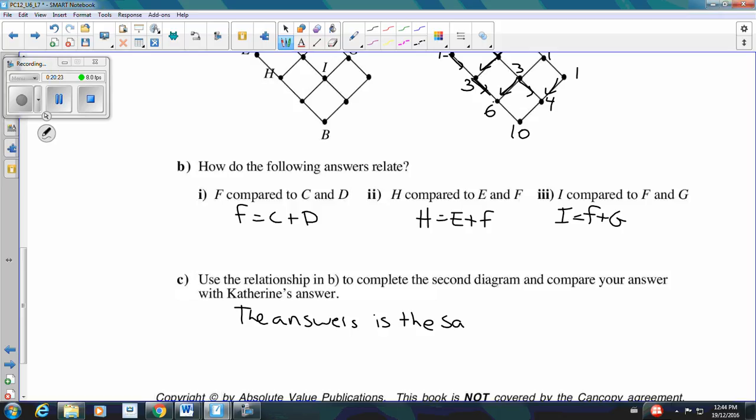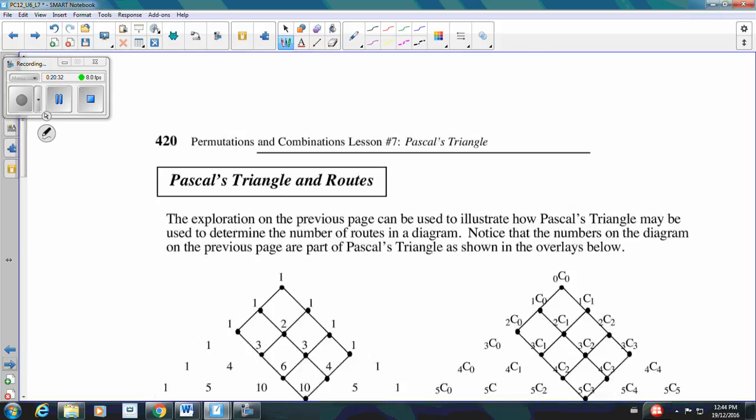And 5 choose 3 equals 10. So we can do it using permutations, or we can do it using this Pascal's triangle method.